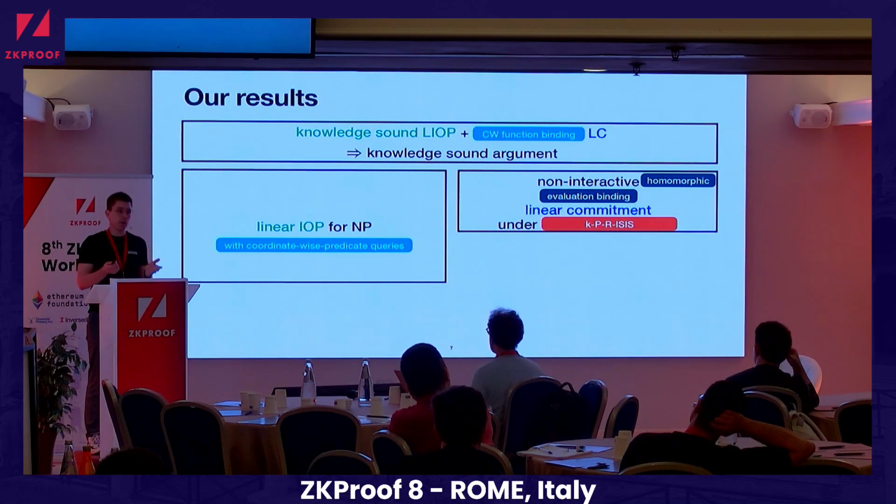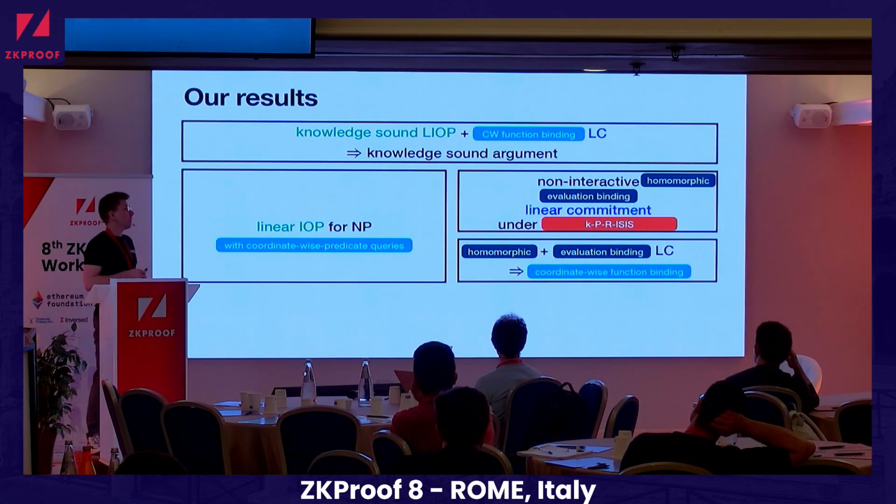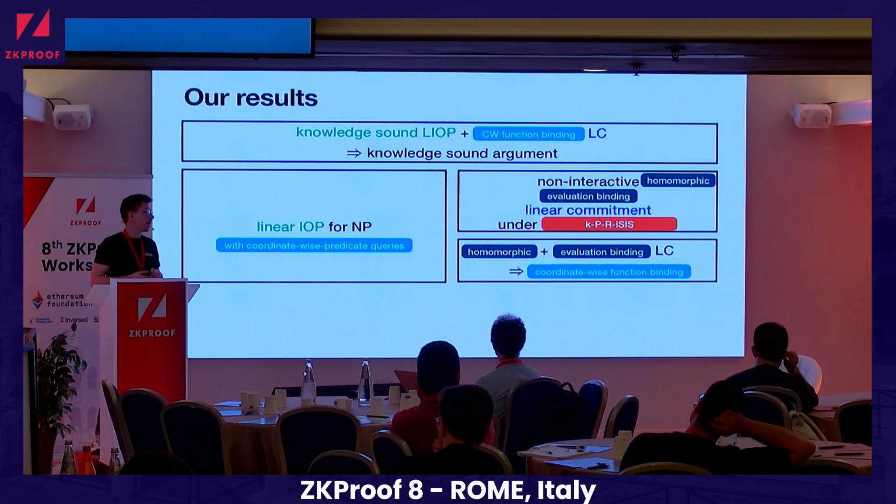So simply evaluation binding, which says that if I give you a query and two conflicting answers, then I should be able to convince you that the same query opens to two different things on the committed vector. And then generically, for any linear commitment that is both somewhat homomorphic and evaluation binding, you can actually recover a coordinate-wise function binding property. And that's enough for our framework to work.